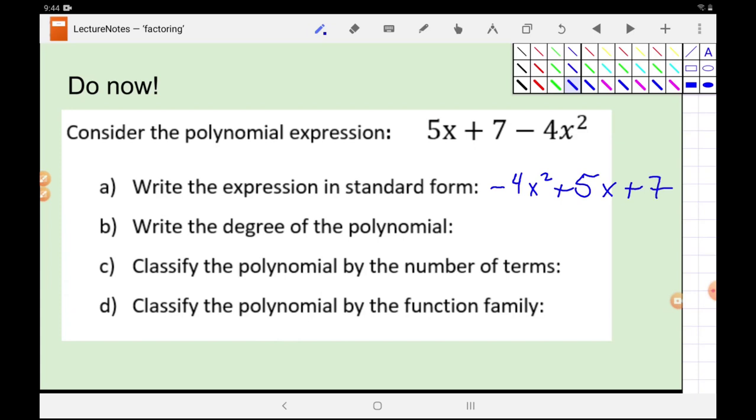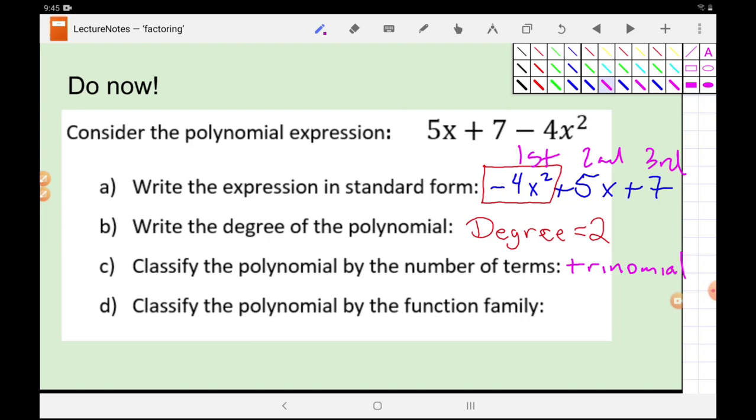Part B, write the degree of the polynomial. So the degree of the polynomial is based off of whatever your largest degree is. So this one would be degree 2. Degree is equal to 2. All right, classify the polynomial by the number of terms. Pretty simple here. So this is my first term, second term, and third term. So we have 3 terms. That just means that this is called a trinomial.